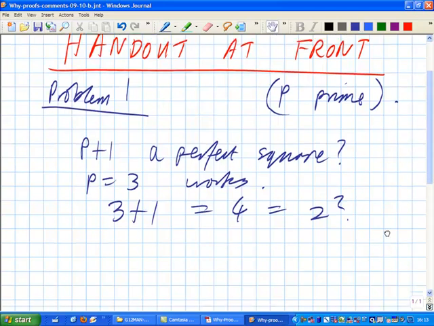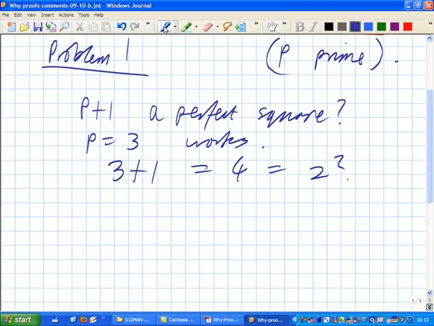Okay, so the question is, is this the only one? Does anybody think they've got a proof or some reason or an explanation why 3 might be the only one? Any suggestions? Yeah? If you let p equal n squared minus 1. Okay, so that's a very good idea. We're going to rewrite it.